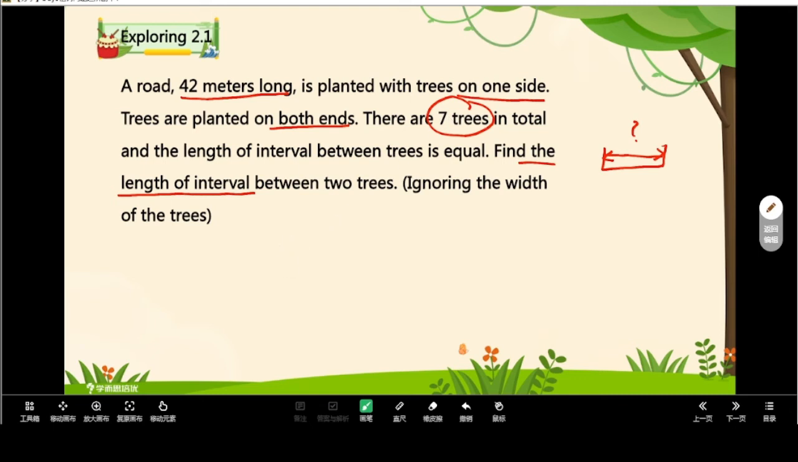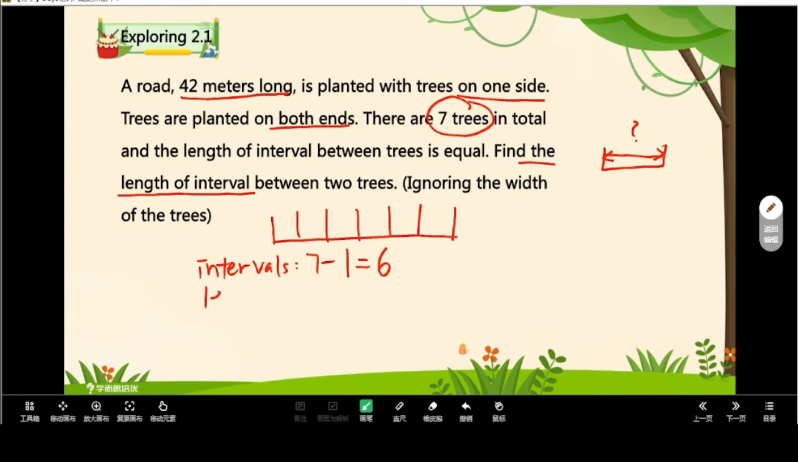So let's draw a picture together. There are 7 trees planted on both ends. So I plant on both ends first. And there are 3, 4, 5, 6, and 7. There are 7 trees. So how many intervals can you count? 6 intervals. So we can know that the number of intervals is 7 minus 1 equals 6.